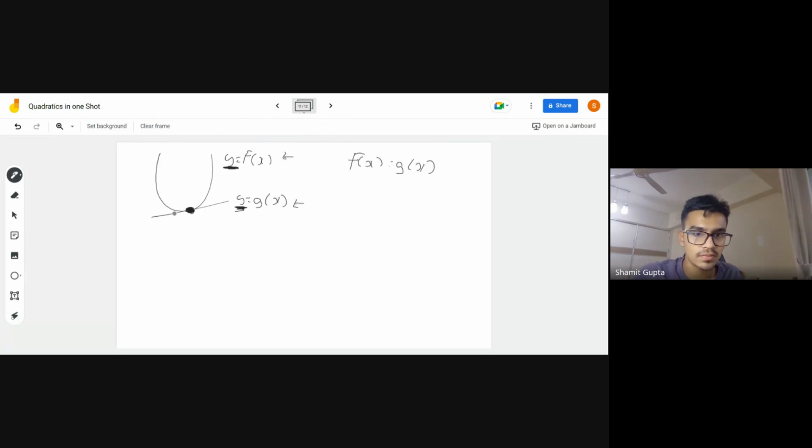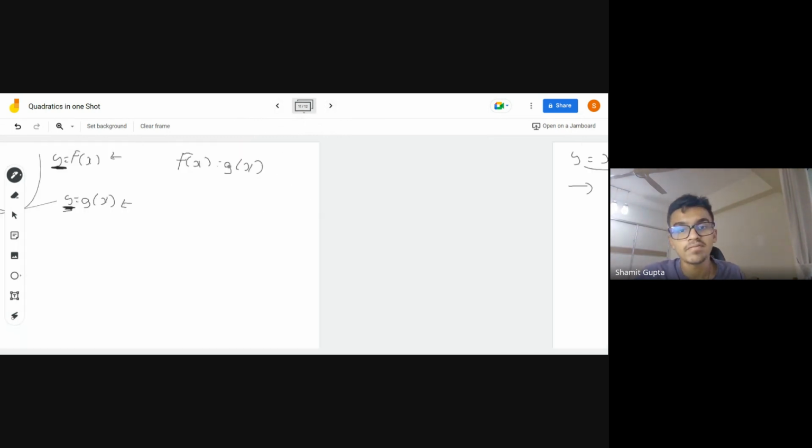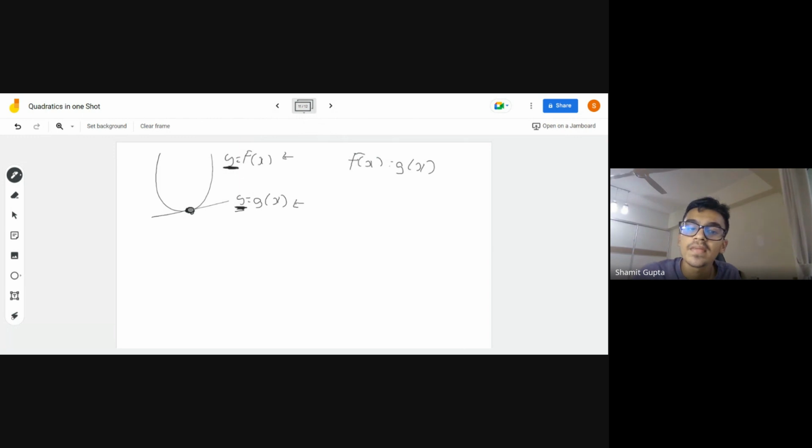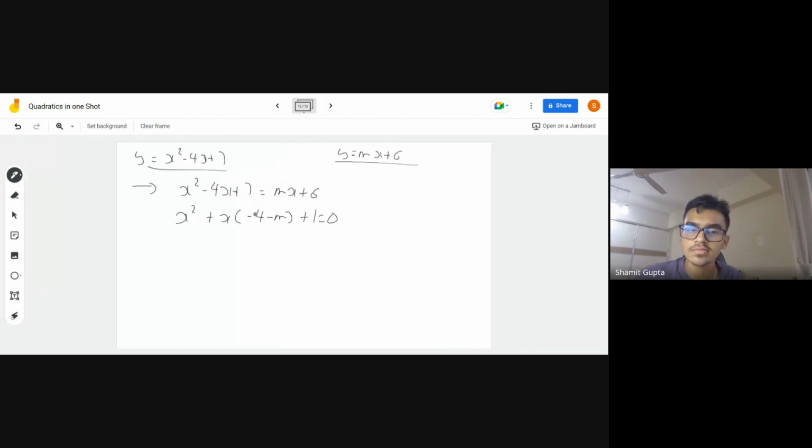So the x coordinate, or coordinates, in this case it's only one coordinate. So the x coordinate of this point is the solution of this equation. But we want to make sure it's a tangent. It's not like this, or like this. It needs to have only one coordinate. It needs to have only one root, or one repeated root. It's a quadratic, so it'll have one repeated root. So we need to make sure b squared minus 4ac is equal to 0. And what's a, what's b, what's c? Remember, this is how it works. ax squared plus bx plus c equals 0. So b will be minus 4 minus m.